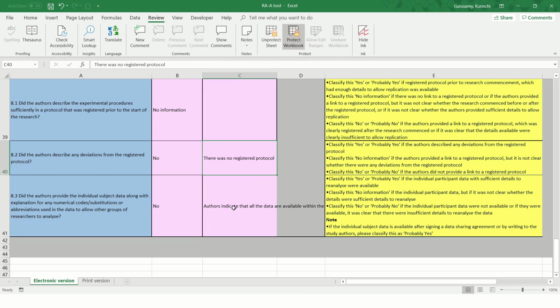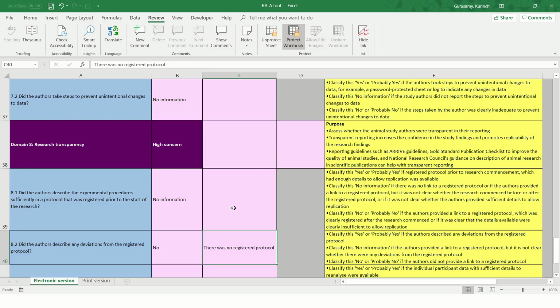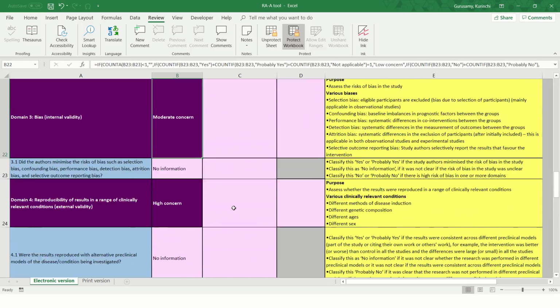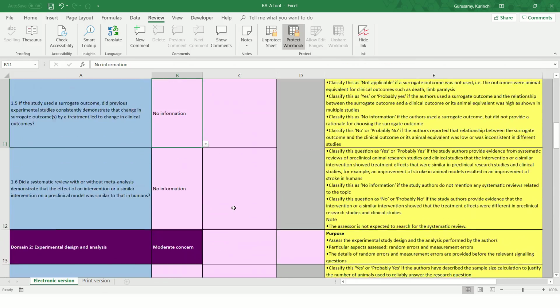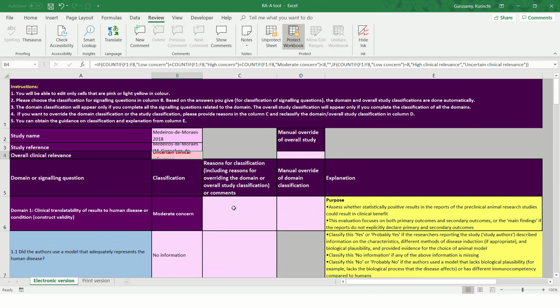So we have completed the tool, and we have concerns highlighted here. Now the overall classification is actually uncertain clinical relevance, which doesn't seem to be very clear. I will make it clear when the revised form is sent to you. I'll make sure that this is also clear. But that's what it says. So that's how you would do the assessment.